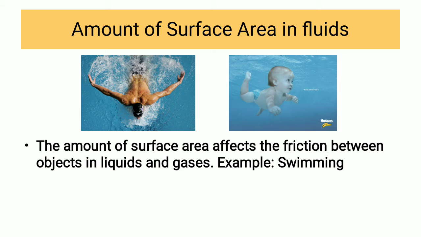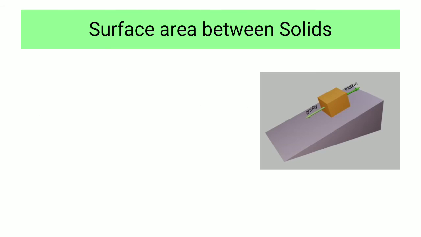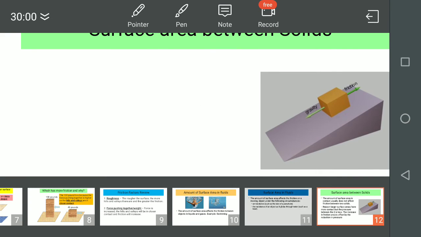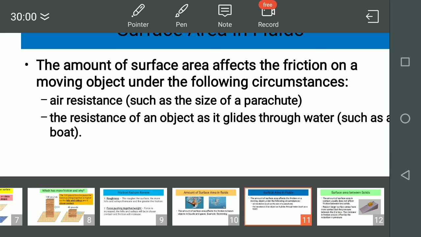Now, when we talk about fluids and gases, the case becomes different, because in that, friction depends upon the surface area. You can see from both the pictures that the grown man will have more surface area in comparison to a baby. So frictional force will be more when we have more surface area. This amount of surface area affects the friction of a moving object.